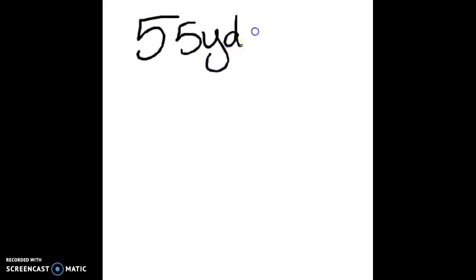All right, we're going to go on to a different type of example. So this time, I'm going to give you the bigger unit of measure, and you're going to have to figure out how many of the smaller units there are. So for example, if I have something like 55 yards, and I want to know, how many feet is that?